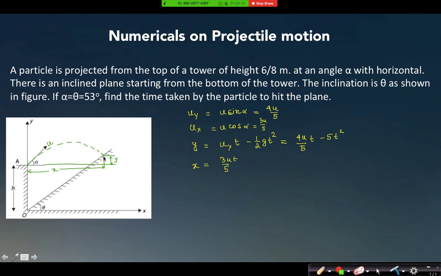Yes or no? Now, let us understand what this total height is. What is this total height? H plus y. And this base, what is this base? X. So can I write that tan theta is equal to H plus y by X?